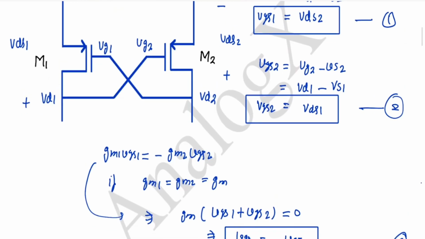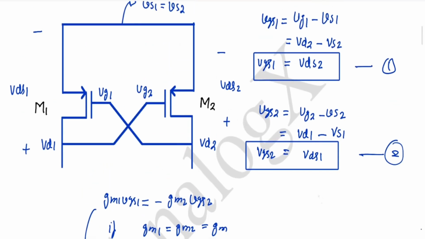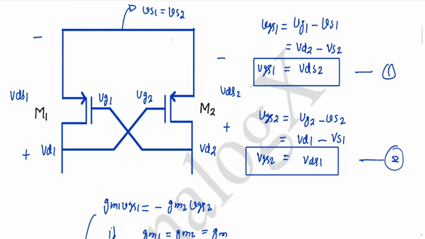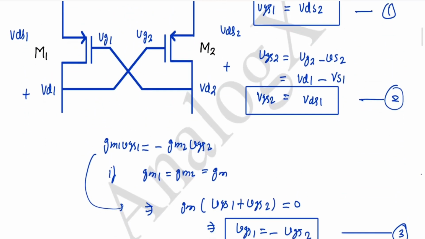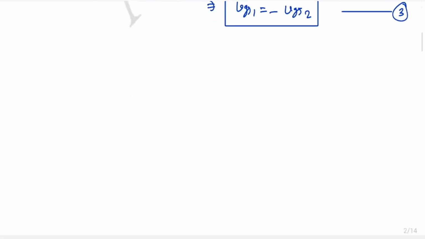Now we got three equations: VGS1 equal to VDS2, VGS2 equal to VDS1, and VGS1 equal to minus VGS2. All three are visible. When we move around this loop, we get VDS2 equal to VGS1. When we move around this loop, we get VDS1 equal to VGS2, and when we move around this loop, we get VGS1 equal to minus VGS2. Now we will use these equations to come up with an interesting result.